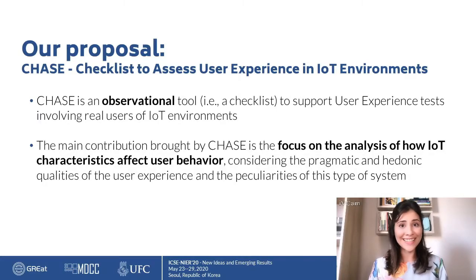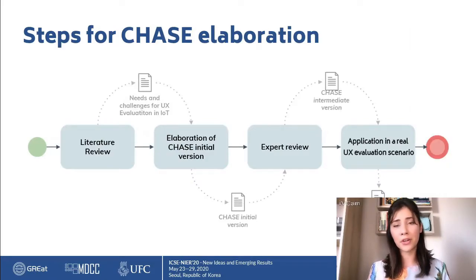We propose Chase, which is a checklist, an observational tool to be used during user tests, and that will help you to disclose some of the problems that may affect the user's experience and focus on how the IoT systems affect the user behavior. To come up with the current version of Chase, we basically followed the four-step process that I will quickly summarize for you right now.